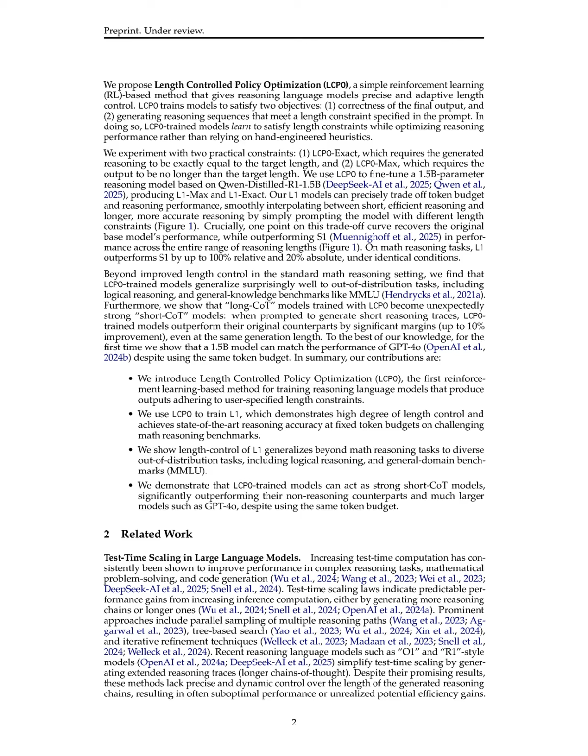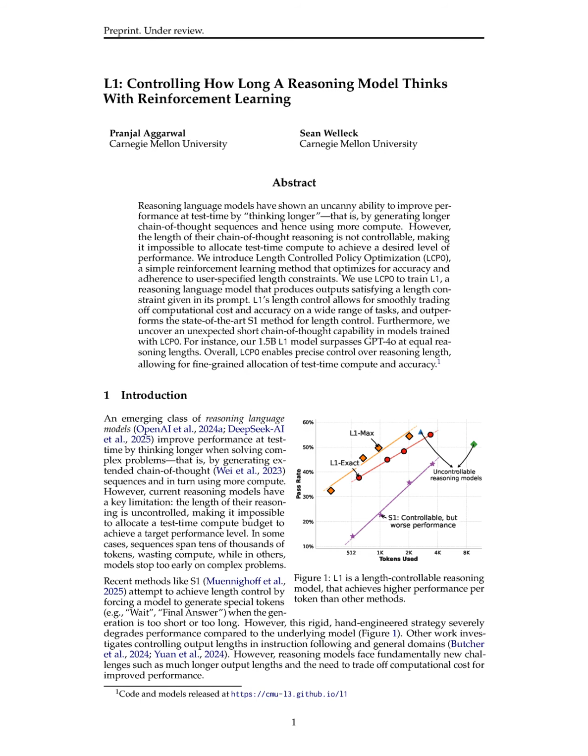LCPO trains models to optimize both correctness and adherence to user-specified length constraints, resulting in significant performance improvements, up to 100% relative and 20% absolute gains on math reasoning tasks compared to S1. Additionally, LCPO trained models demonstrate strong generalization capabilities to out-of-distribution tasks, maintaining high performance across various benchmarks while effectively managing token budgets. This flexibility allows for a more efficient allocation of computational resources, making LCPO a superior choice for length control and reasoning tasks.